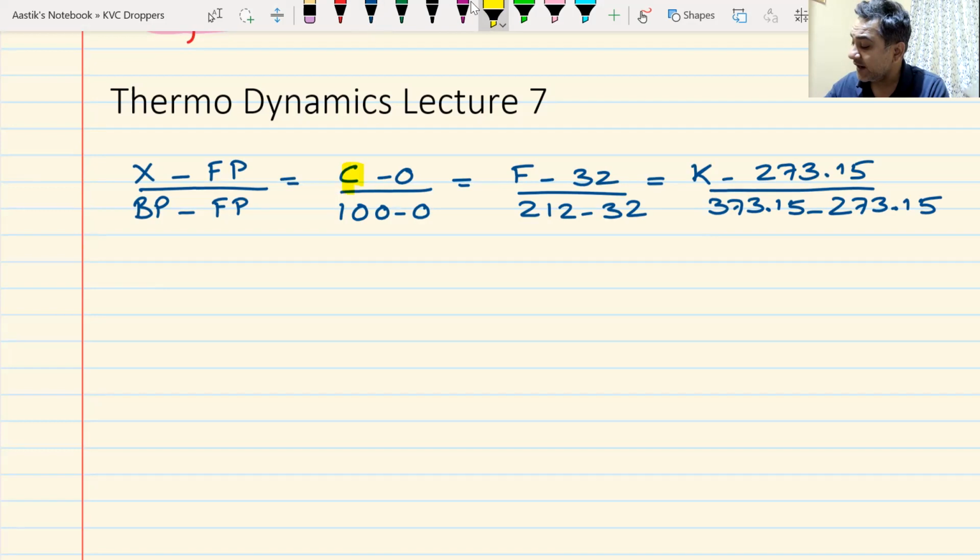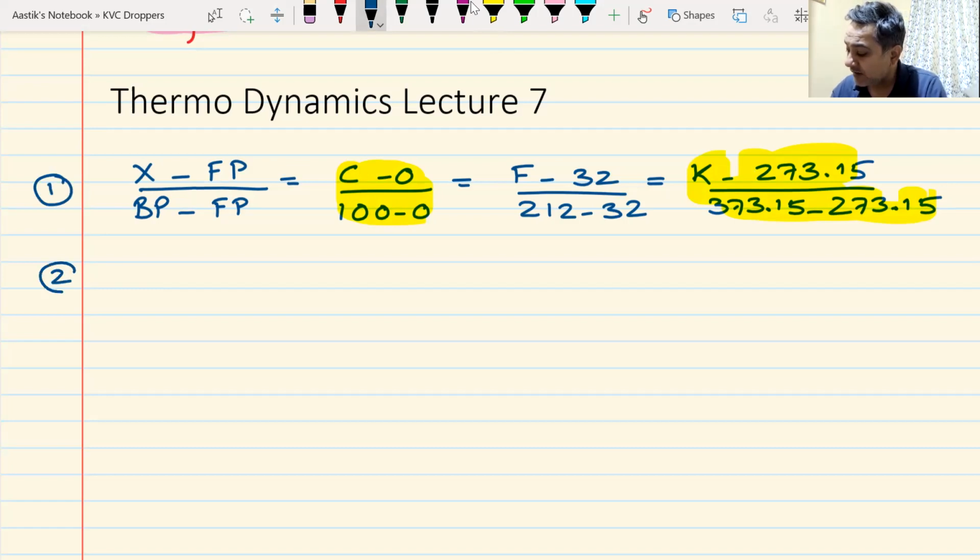We had also seen that Celsius scale has 100 divisions and Kelvin scale also has 100 divisions. A change of 1 degree Celsius is the same as a change of 1 Kelvin. A change of 9 degrees Celsius is the same as a change of 5 degrees Fahrenheit. Do we remember this? This was the first formula that we had seen.